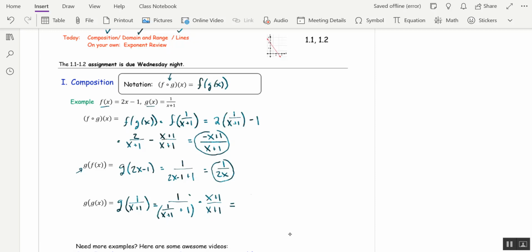And what I'm going to get on top is x plus 1. And on the bottom, I have to distribute this x plus 1 to both this fraction and this 1. So when I distribute it to the fraction, I just get 1. That was the point. I'm going to clear denominators. And when I distribute it to the 1, I just get x plus 1. And so that gives me x plus 1 over x plus 2.